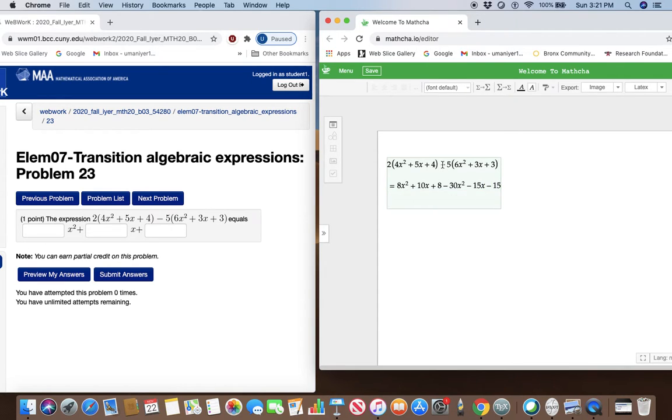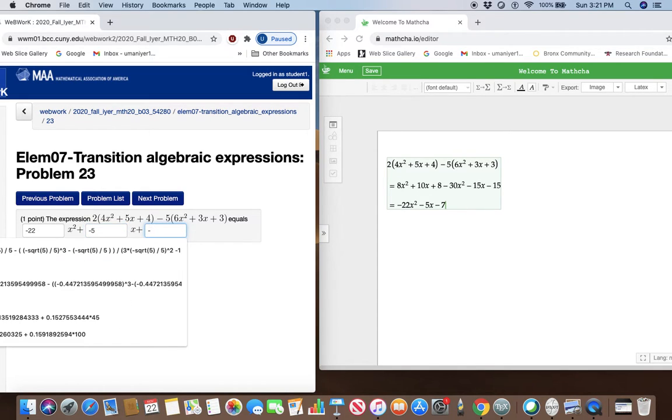I hope it's clear. That's a subtraction, so that changes all these signs. All right. And I'm multiplying by 5, distributing the 5. Now combine like terms, 8x² and negative 30x². So overall negative 22x² plus 10x minus 15x is negative 5x, plus 8 minus 15 is negative 7. Okay, so negative 22x², negative 5x, negative 7.